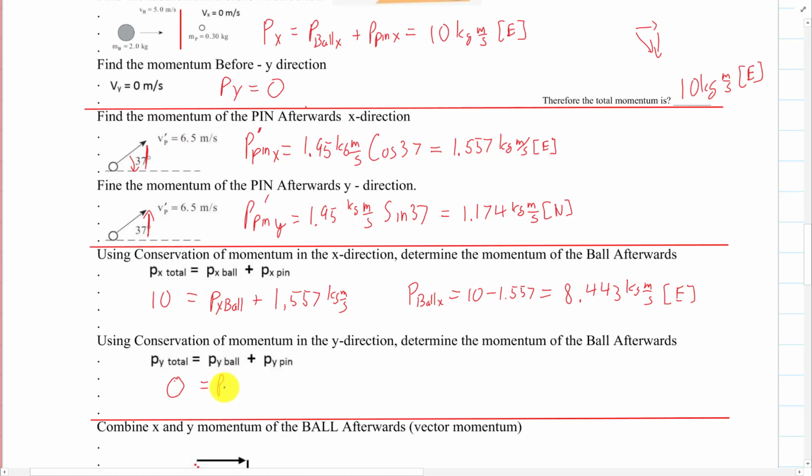So the momentum of the ball, Py of the ball, is going to be 1.174 kilograms meters per second north. This was east, and this was east. North, but they both have to add up to 0, so this gives us the ball's y momentum, sorry, just changing the order, ball y is going to be 1.174 kilograms meters per second south.